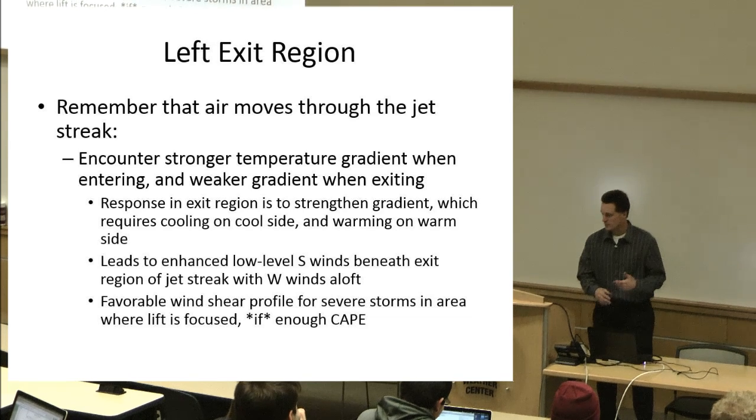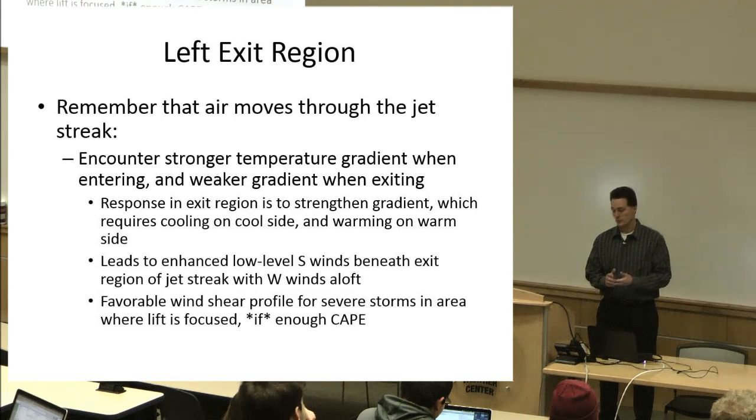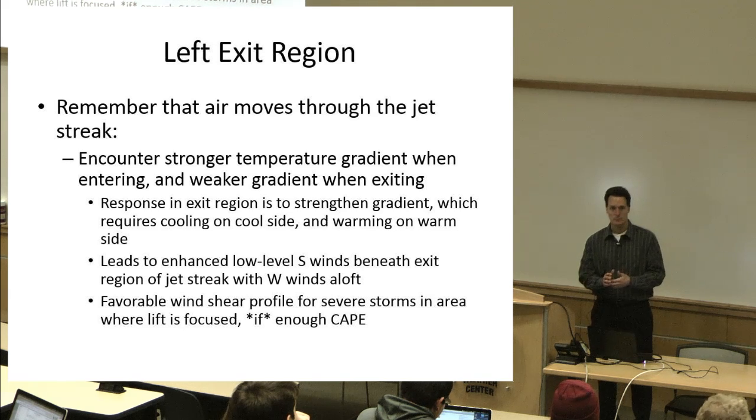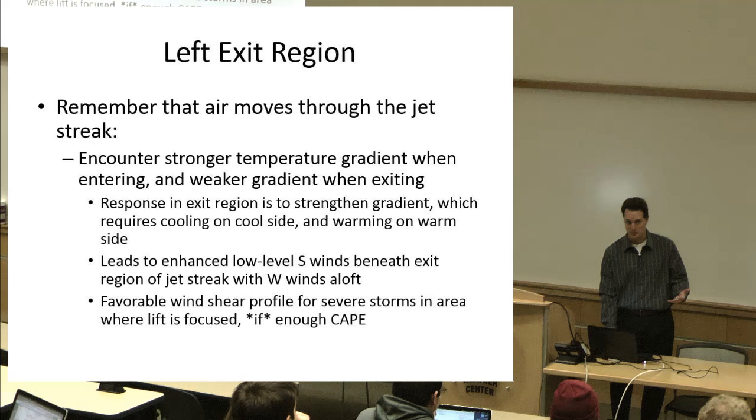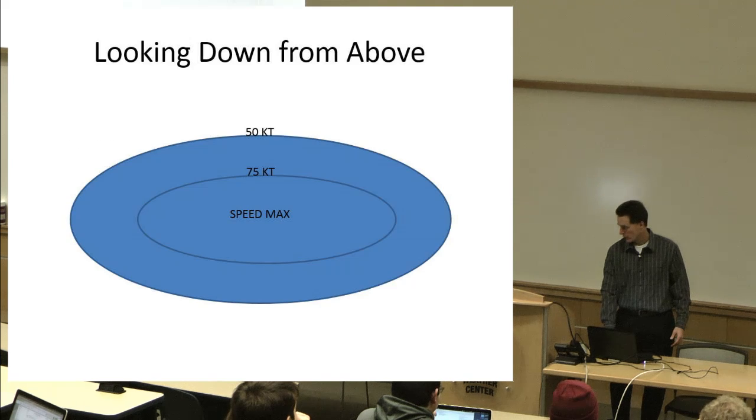But the important thing here is that if we take a westerly jet streak, which is the case we've been using, the low-level response in the exit region of the jet is to enhance the low-level southerly flow. So just think about that for a minute. If you do that, we're automatically creating a more interesting shear profile in the exit region, and if there's buoyancy associated with that, you can have a severe storm risk.